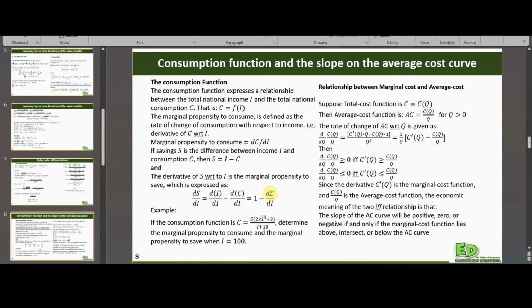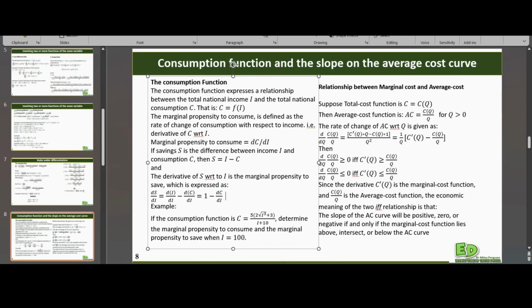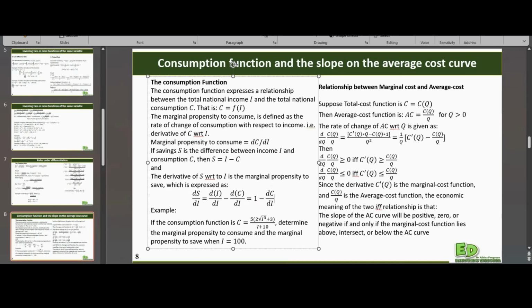1 minus your marginal propensity to consume. So 1 minus our MPC, right? 1 minus MPC will give us what is called the marginal propensity to save. Note that the marginal propensity to save, or the MPS, measures how much savings changes with respect to a change in your income.